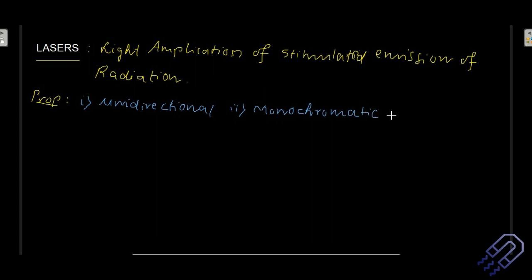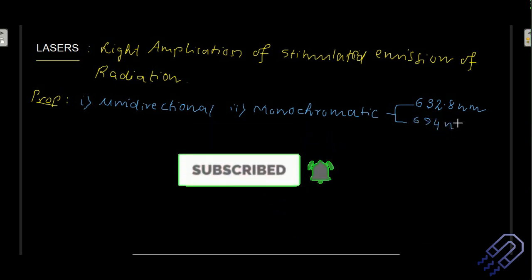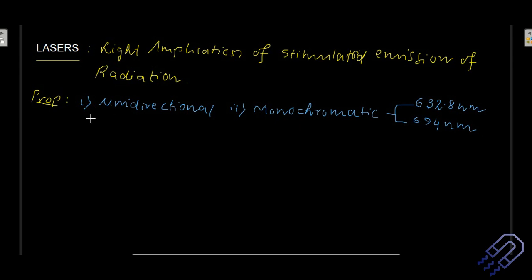For example, if you consider something like a helium neon laser, the wavelength that it will have basically is 632.8 nanometer, and if you're considering something like a ruby laser, the wavelength output will be in the range of 694 nanometer. The third property which we need to discuss is coherence.